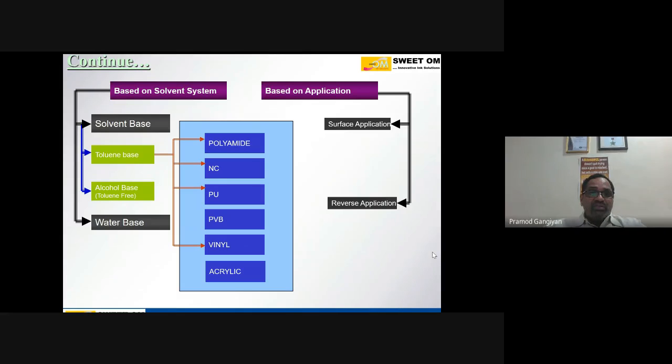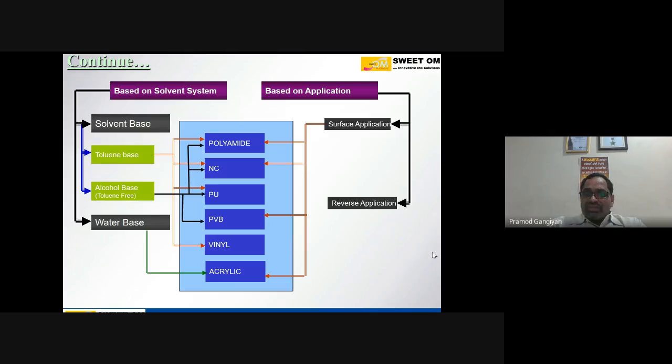So the toluene base again, if it is categorized by toluene or alcohol base, alcohol base we can produce, and water base we can produce by acrylic, right? So based on application, yes, this is something new. If you want to produce surface application and reverse application, okay. Now I will take a little time over here because something new has come.